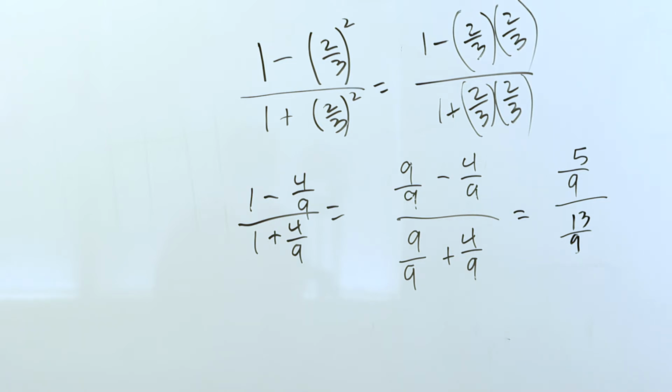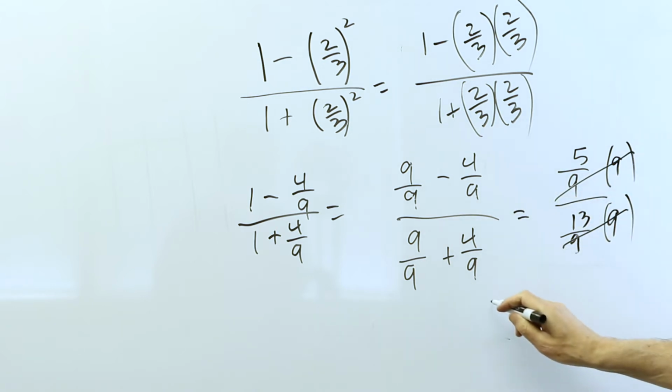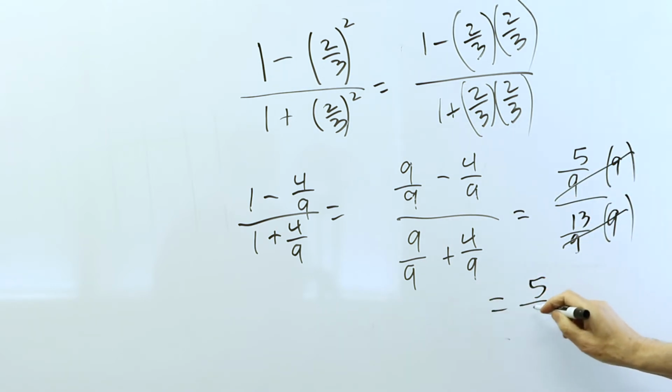Now I can use what's called the golden rule of fractions. I can times the top and the bottom by the same number. So in this case, I can times by 9 and by 9 and cancel, and I get the final answer of 5/13.